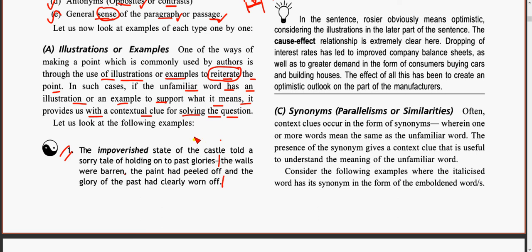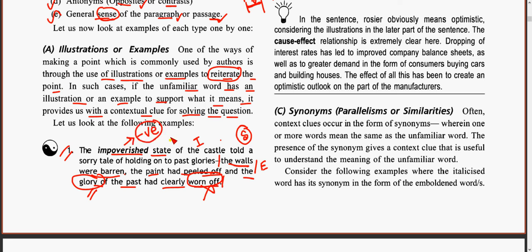Why? Because this is the statement or the illustration and there is the supporting hypothesis or the example or something like that. Or you can also say similarity or parallelism. The walls were barren, the paint had peeled off. It means the paint is coming off the wall and the glory of the past had clearly worn off. So previously the past was full of glory, but it has clearly worn off. Impoverished state means what? Obviously not a good state, it's a negative effect.